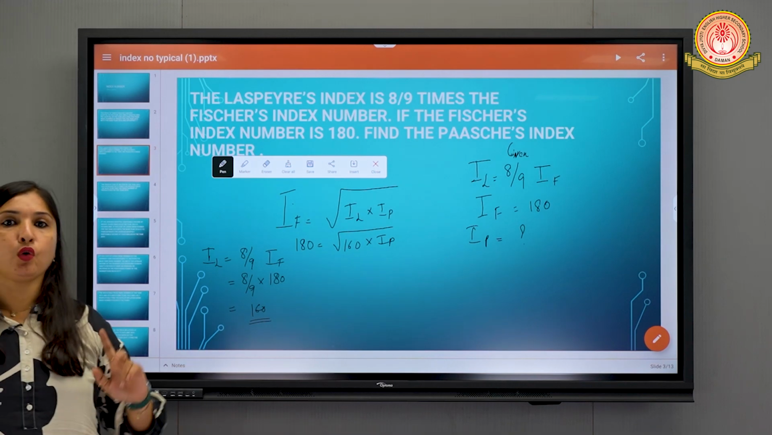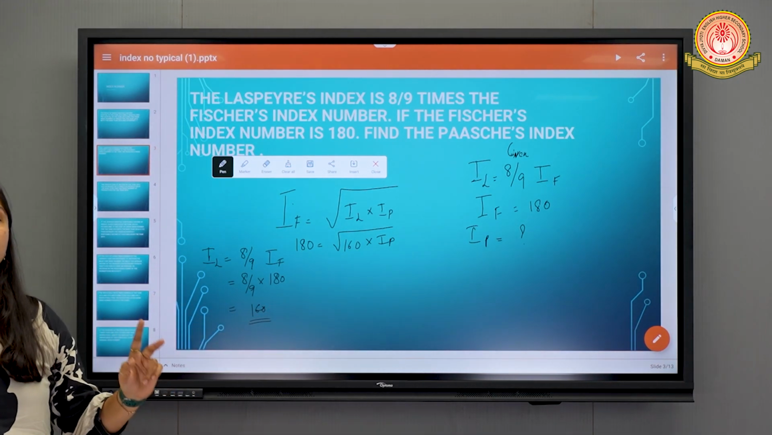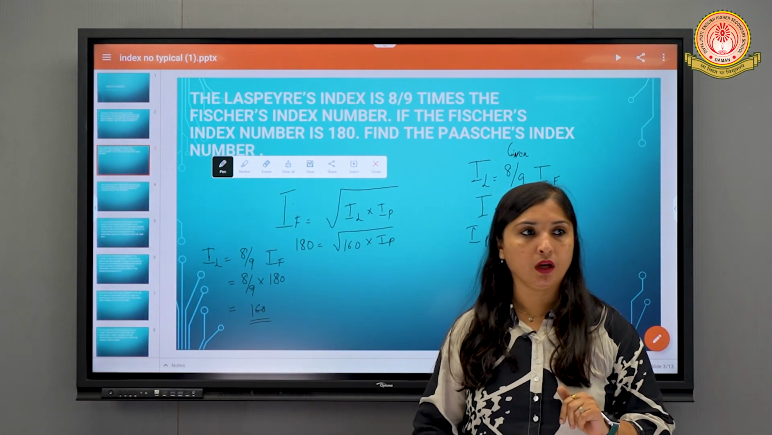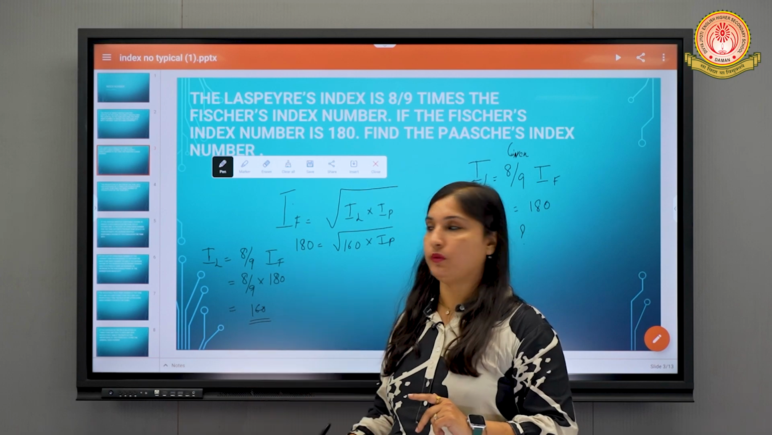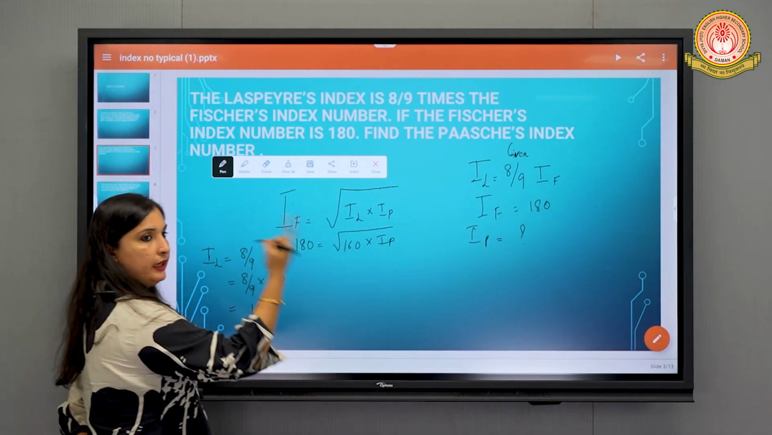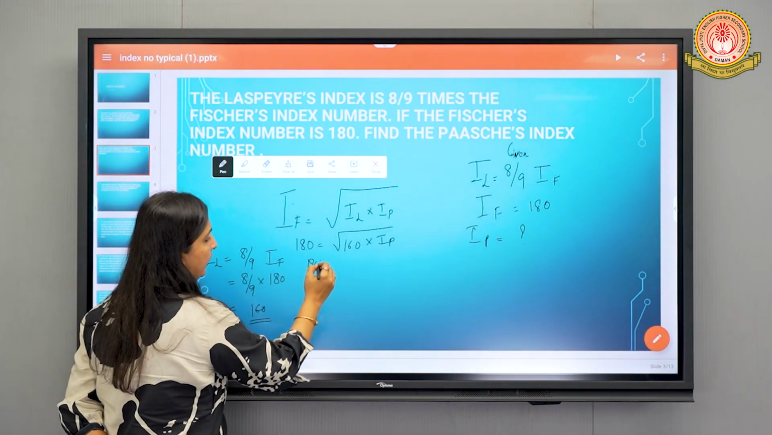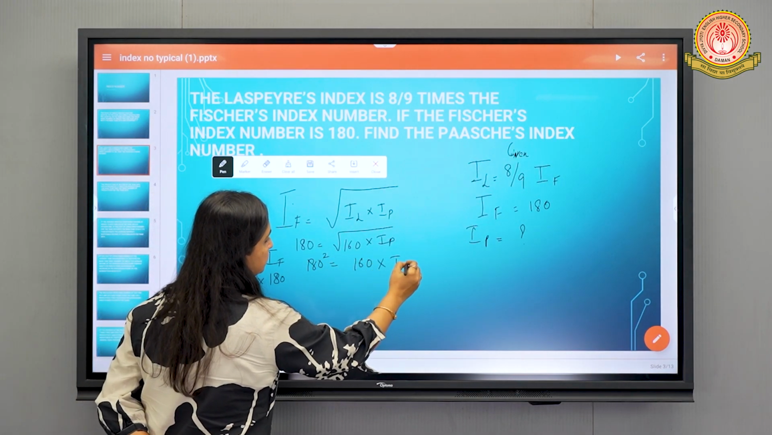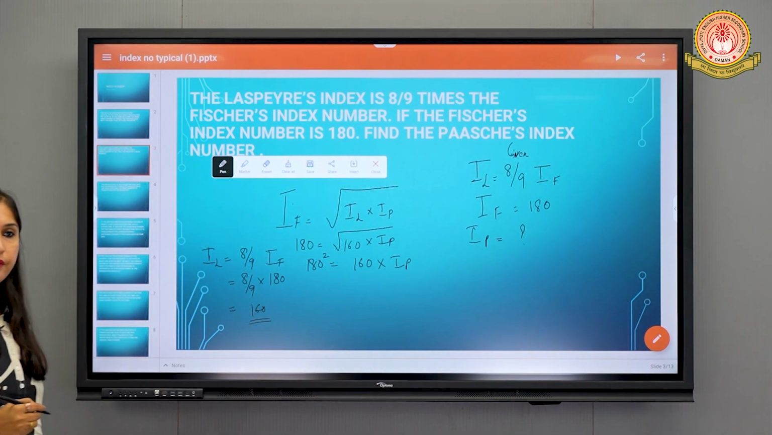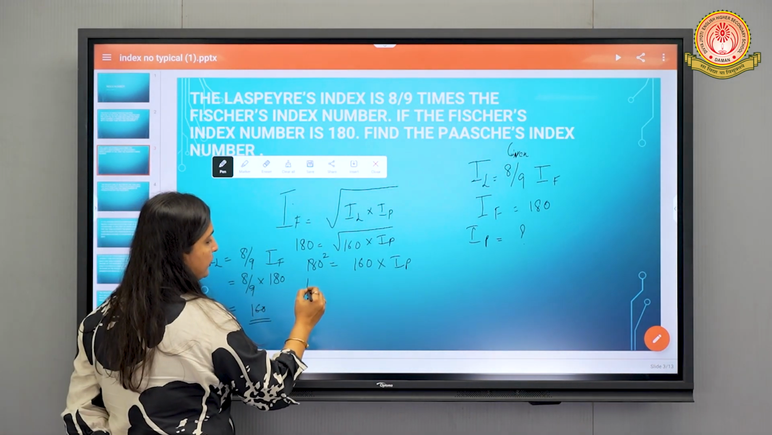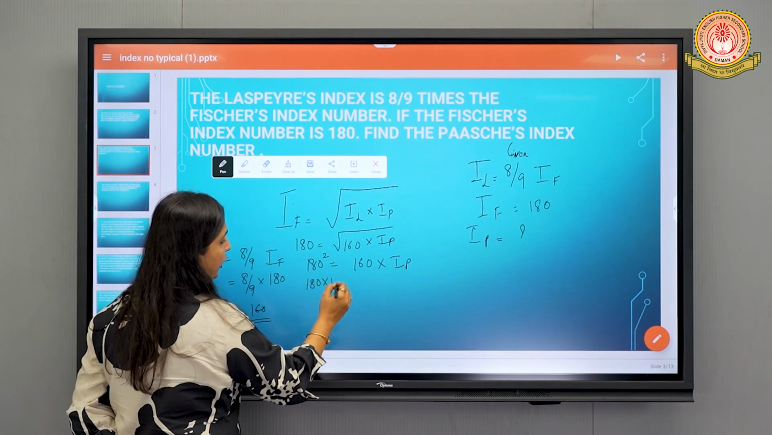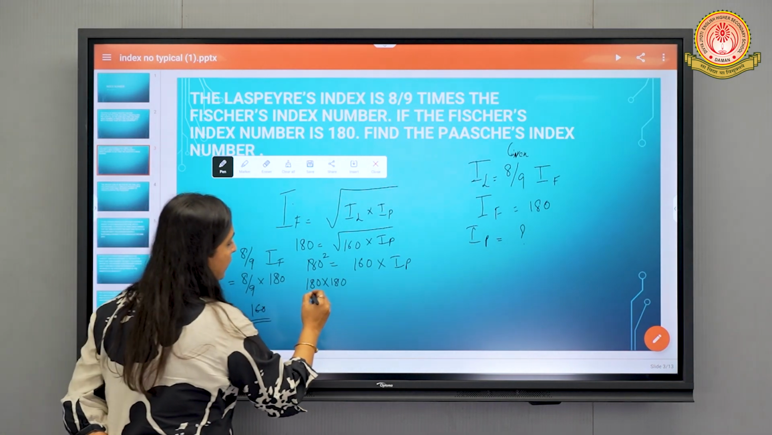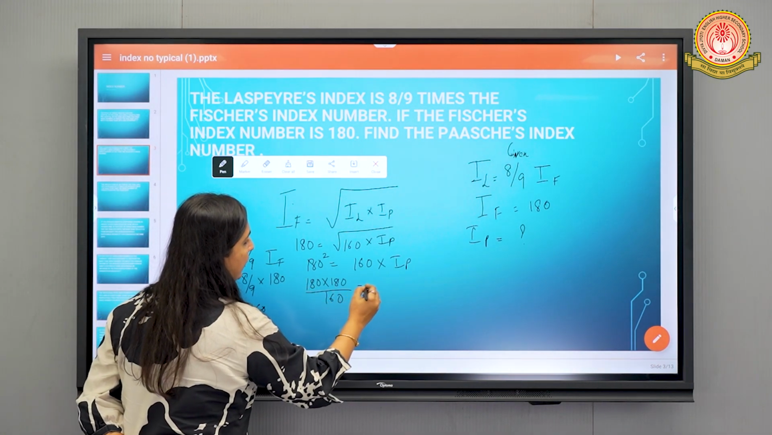Now, whenever the root is on this side and we want to remove it, what is the simple technique we use? We transfer the root to this side. We will take the square. So 180 will become squared, and what will be left here is 160 into IP. Is it clear to everyone? Now, what will be the next calculation? This 180 will be multiplied two times, right? 180 into 180. And if we do the cross multiplication, 160 will go down. Here it will be 160. And what will be remaining?